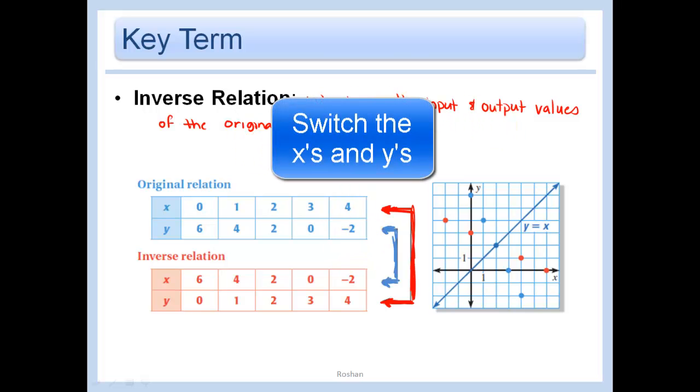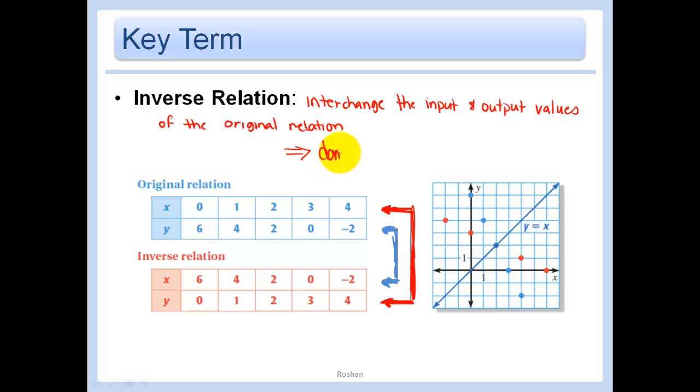And in doing so, wouldn't the domain and range just be swapped? You're making all the x's y's and all the y's x's, so that's swapping the domain and range, right?